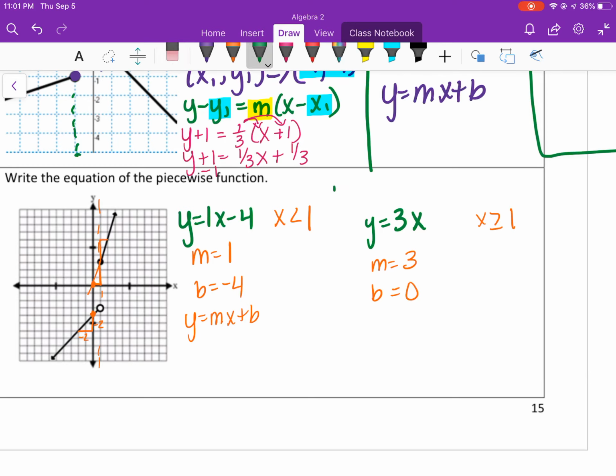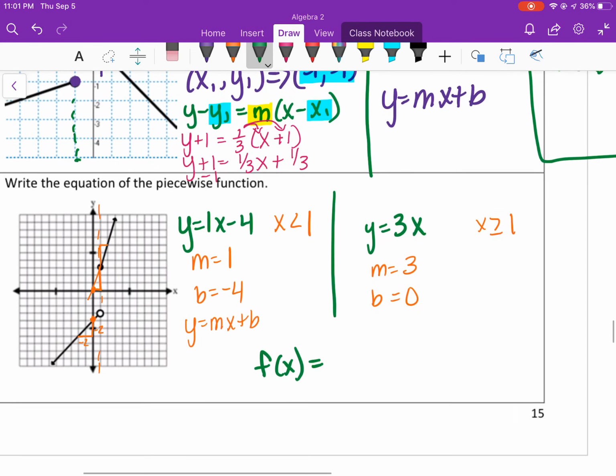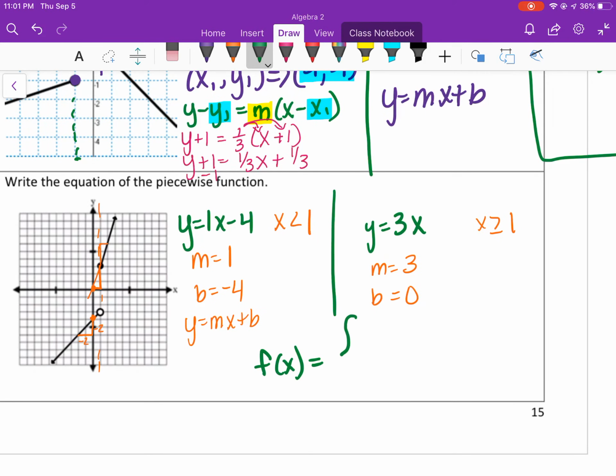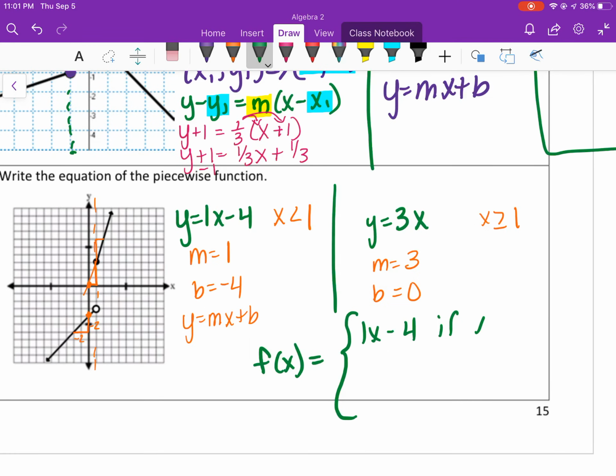So that one was a little bit easier than our first example. So writing that back into piecewise function form, we do f of x equals, we make our bracket, then our first equation is 1x minus 4 if x is less than 1, and 3x if x is greater than or equal to 1.